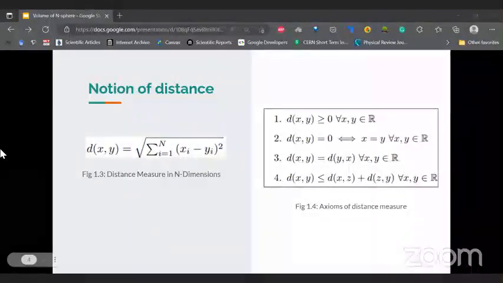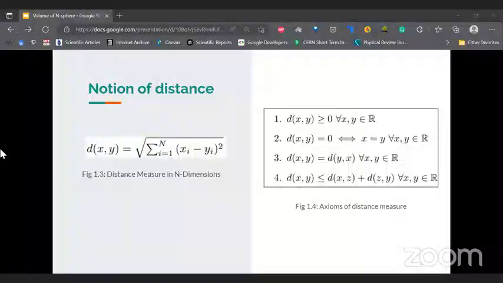Now, however, naturally, a question arises, which is: is this definition a valid notion of distance? We see that this already takes into account the special cases we discussed for 2 dimensions and 3 dimensions. However, if we want to answer the question more rigorously, we have to show that this distance measure satisfies the axioms of a distance measure as shown in figure 1.4.